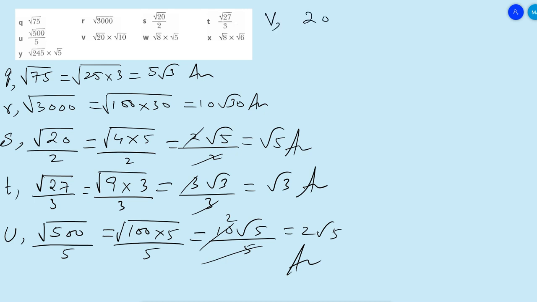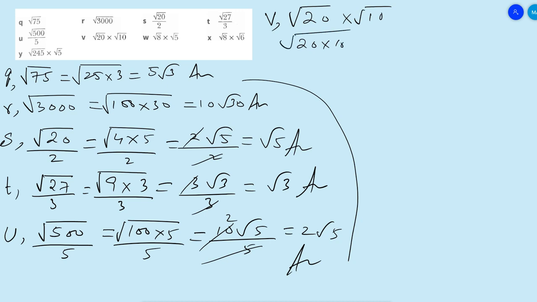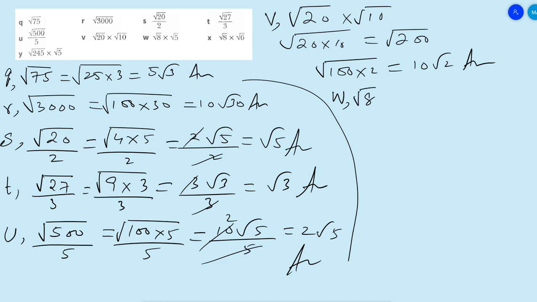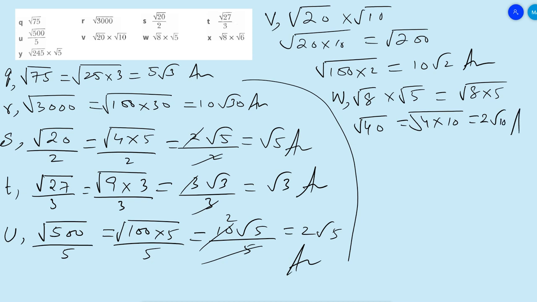V. Root 20 into root 10. First, we have to multiply both root values according to the rule. 20 tens are 200. 200 can be written 100 into 2. The square root of 100 is 10. So 10 root 2 is the answer of part V. Part W. What I told you, there are so many parts, but all parts are very easy. Root 8 into root 5. So 8 into 5 root. 8 5s are 40. 40 can be written 4 into 10. The square root of 4 is 2. So 2 root 10 is the answer.